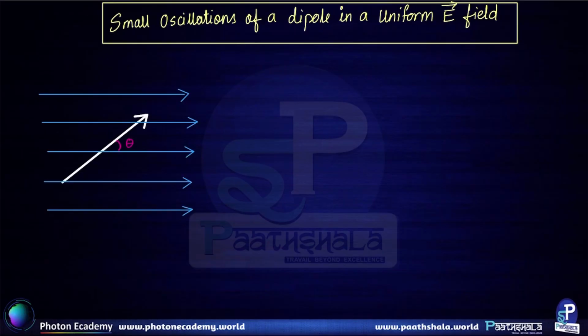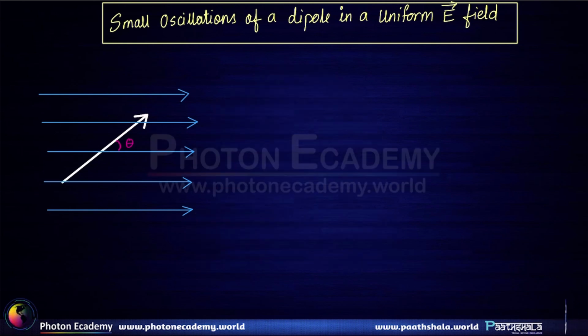Let us say we have a dipole P which makes an angle theta in a uniform horizontal electric field. Then in such a scenario, torque will be exerted, we know, and because of that the dipole will tend to align with the direction of the electric field. Now when it tries to align with the direction of the electric field, no torque will be exerted.